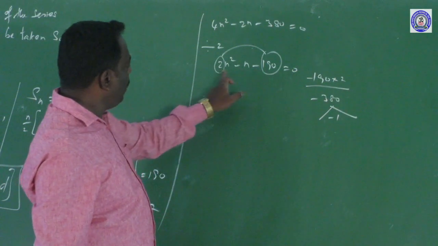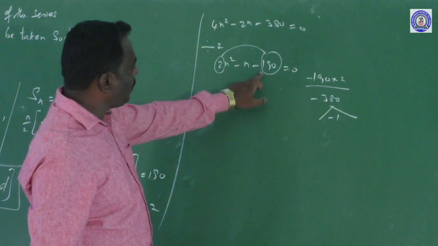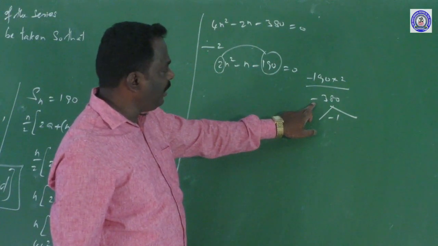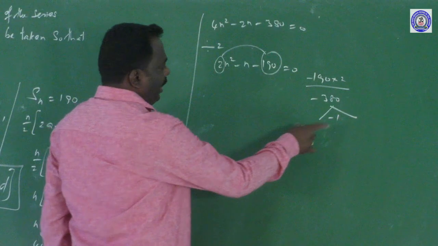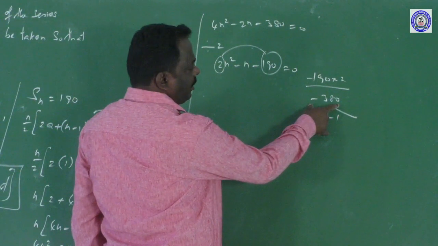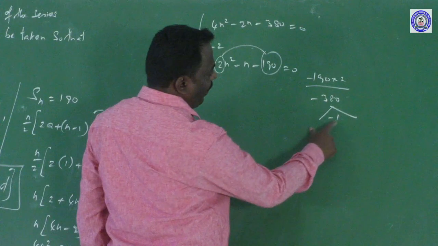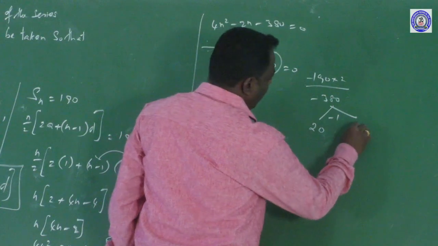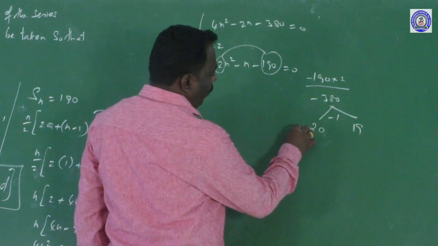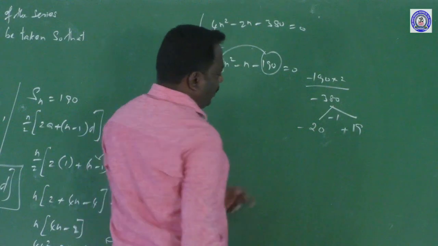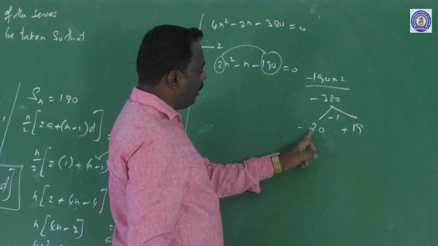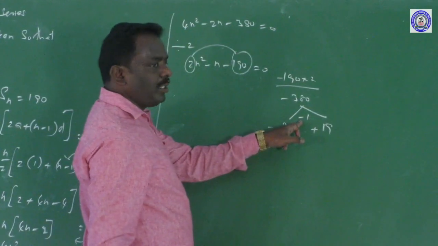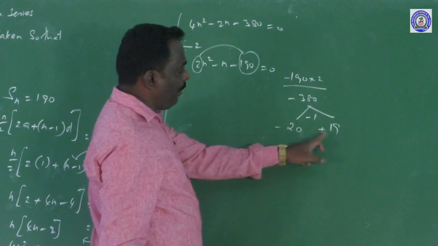Now we want to factorize. Just multiply the coefficient of n square and the constant term. Therefore 2 into minus 190, multiply, we get minus 380. If you multiply any two terms, we want to get minus 380, and the same terms, when simplified, give minus 1. So what are the possibilities? 20 and 19. If you multiply, one is minus and the other is plus. So minus into plus, minus 20 into 19 is equal to minus 380. The separate terms give minus 1. Therefore minus 20 plus 19.